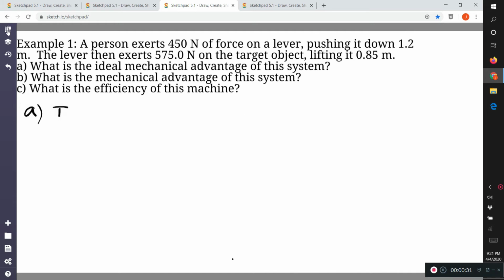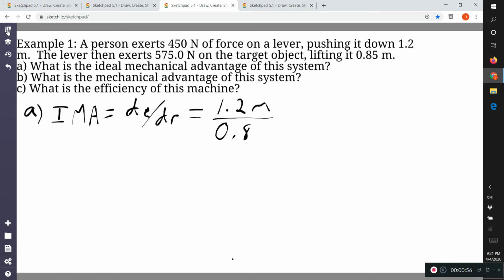So the formula for ideal mechanical advantage is effort distance divided by resistance distance. So the effort would be the distance that we moved the lever, which would be 1.2 meters, and the resistance distance would be how far it moved, which is 0.85 meters.